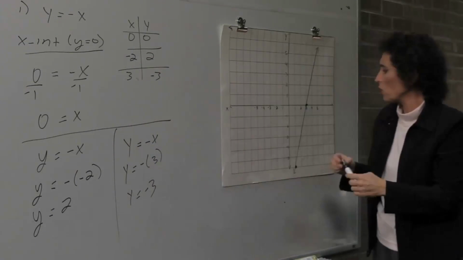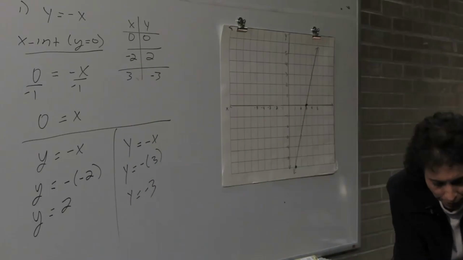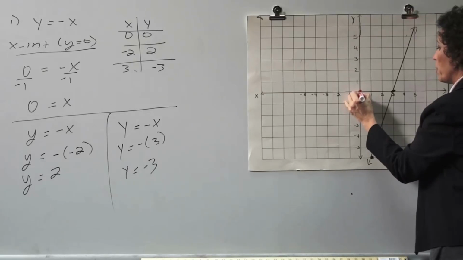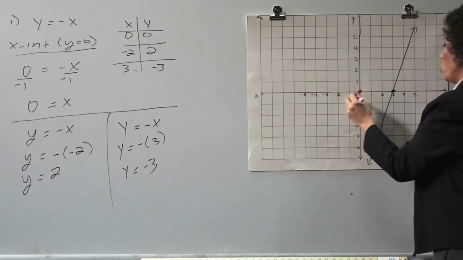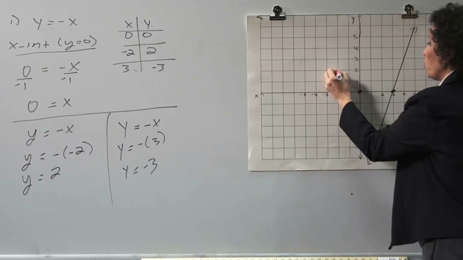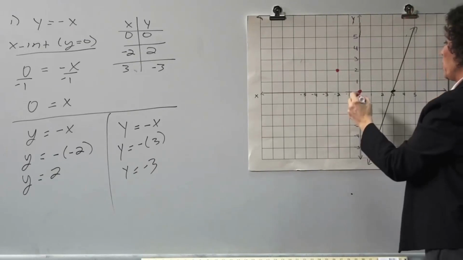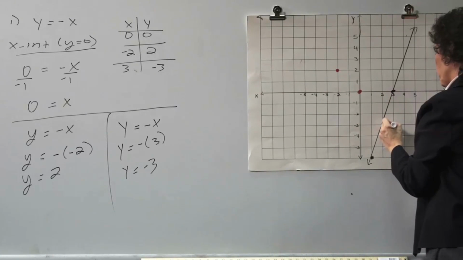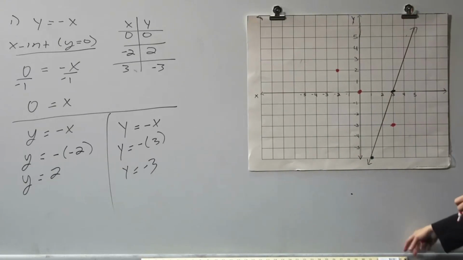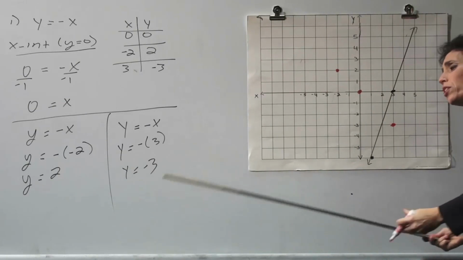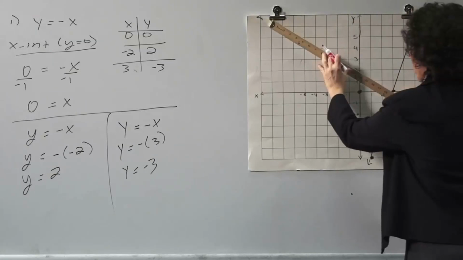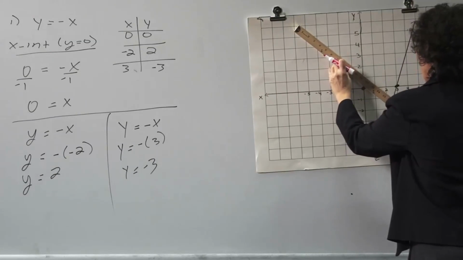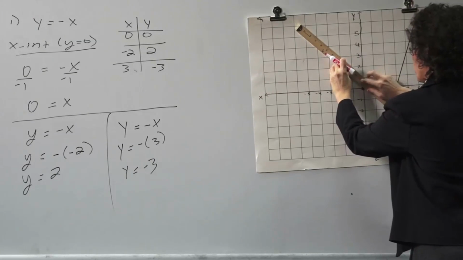So now I'm going to put this on the same graph just to make it a little easier. And here's what I have. I have 0, 0, which is right here. I have negative 2, 2, and I have 3, negative 3. Okay? And that's the way my graph looks, and they are collinear points. I'll bring it up in a minute so you can see it.